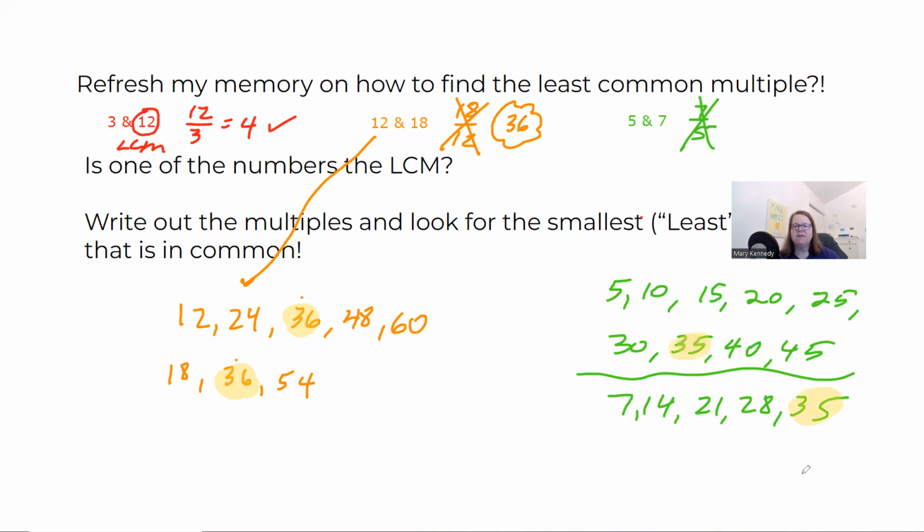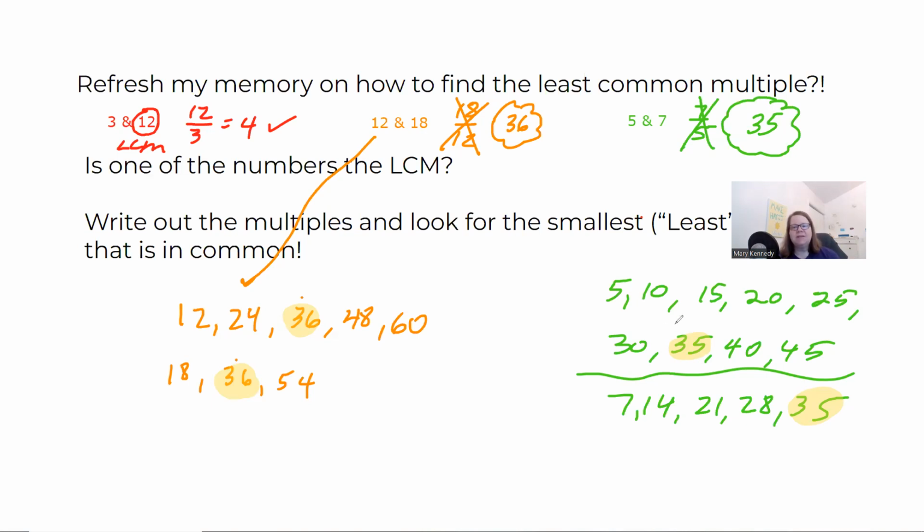It's 35. Now, if you're thinking, hey, 7 times 5 is 35, yes, that is true, right? And if you multiply the numbers, you'll always get a multiple, but it won't necessarily be the least common multiple. It is for 5 and 7, because that's how it works out. But for 12 and 18, it would have been a huge number, right? It would have been this much bigger number. It wouldn't have been 36. That's a smaller number, and it's the least one they have in common.